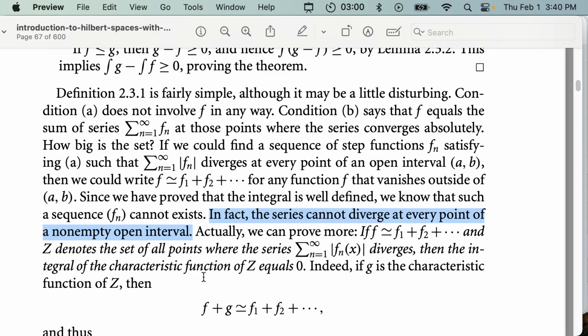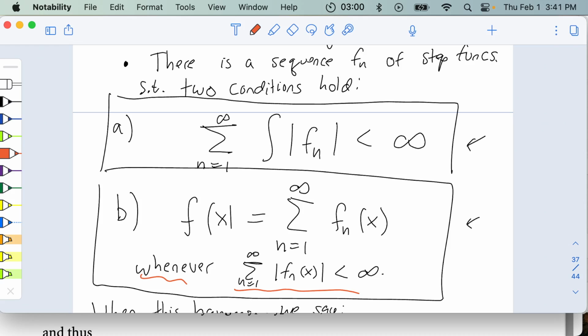And actually, we can prove more. So there's a little proof baked into this paragraph that we're going to do. You can prove that if f equals f1 plus f2 plus dot dot dot, and z is the set of the points where this diverges, then the integral of the characteristic function of z equals 0. So the only way that you can cook up this set that we were like, let's worry about this set, the set where it's infinity, it's saying don't worry about those sets. The integral of those sets is always 0.